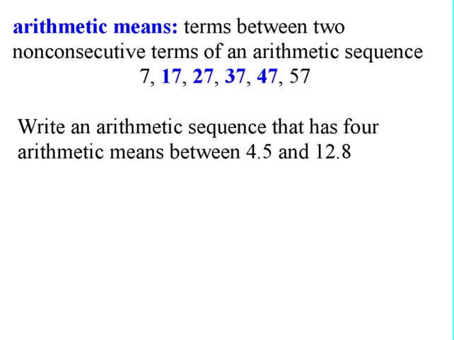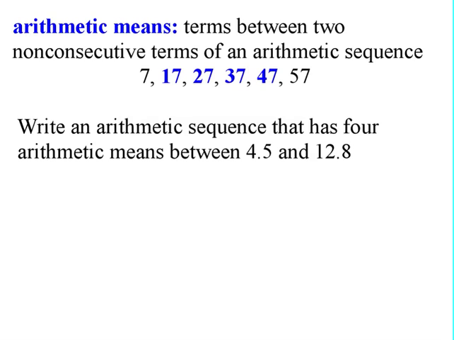Okay, arithmetic means. Next thing we're going to talk about: terms between two non-consecutive terms of an arithmetic sequence. And if you notice, I've color-coded. So in a sequence of 6 terms, 4 of them are arithmetic means. In a sequence of 5 terms, 3 are the arithmetic means. And it says write an arithmetic sequence that has 4 arithmetic means between 4.5 and 12.8.